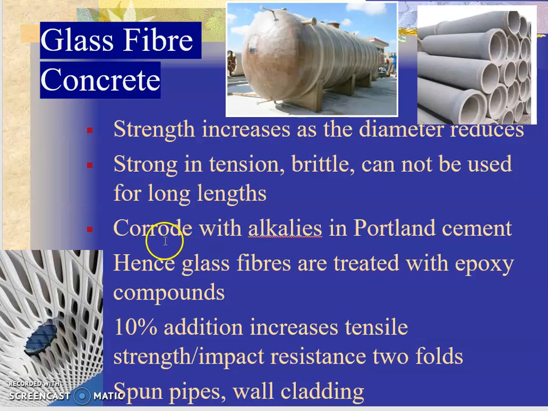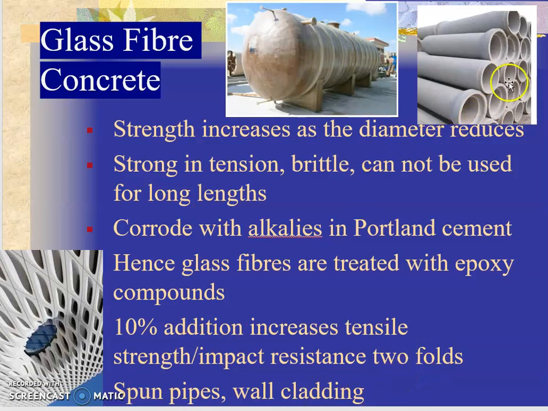Okay. It can corrode with alkali. Now, Portland cement has a pH which is a little higher, so in Portland cement it can slightly corrode. That's why when you add it in OPC, you have to add epoxy compounds so that the pH is regulated. 10% addition increases the tensile strength and impact resistance 2 folds, double.